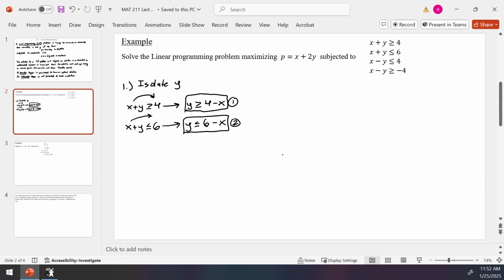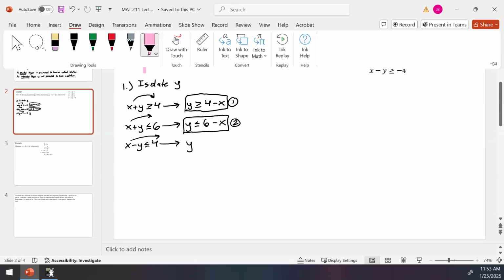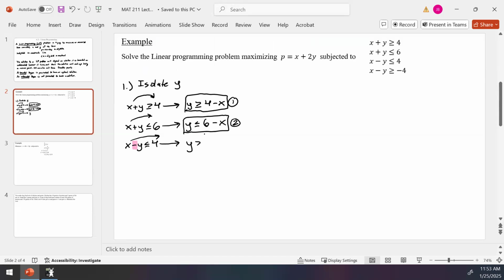And then we go to the next one. x minus y is less than or equal to 4. So we're going to move the x over. So we get y, and then we have to divide over this negative right here. Just to emphasize, that negative right there. We're going to get y is greater than or equal to negative 4 plus x, like that. And so that's equation number 3, okay?